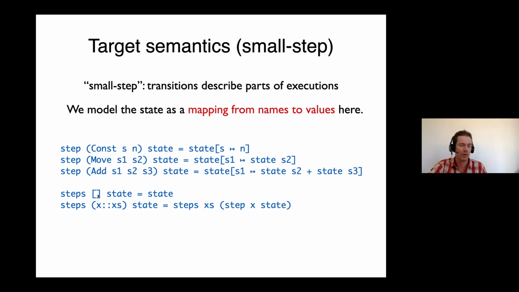If you have no program to run, then the initial state is the final state. If you have one instruction followed by several more instructions, then you run step to get the state after one instruction, and then you run the rest of the instructions. This is recursively defined.